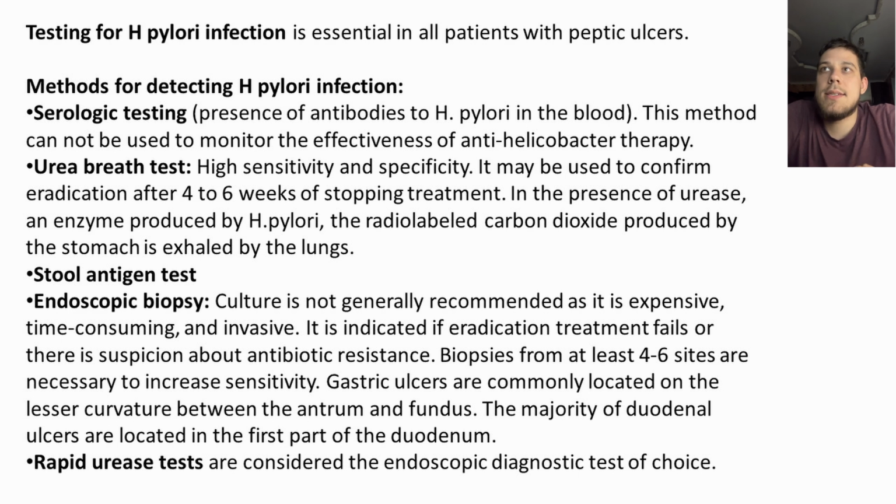Second one, urea breath test. It is a high sensitivity and specificity test. It is useful for confirming eradication 4 to 6 weeks after completing treatment. It detects radio-labeled carbon dioxide exhaled from the lungs, produced by the reaction of Helicobacter pylori urease with urea.